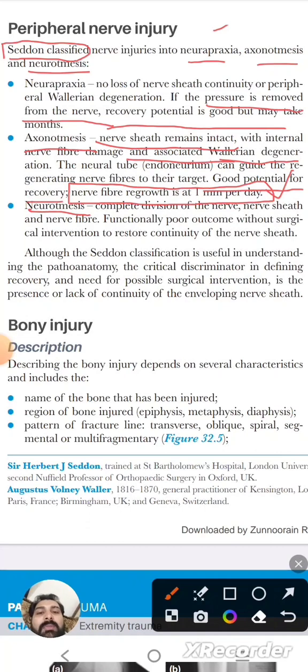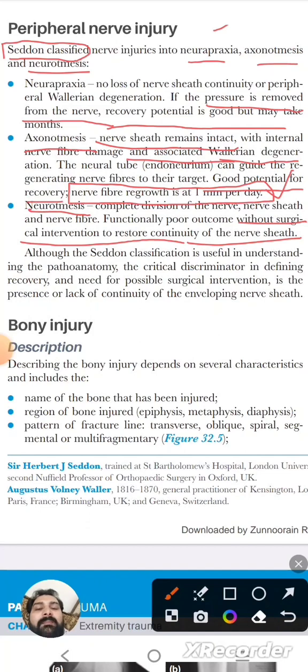When there is neurotmesis, the whole nerve has been divided, there is no potential for recovery on its own. Surgical intervention is necessary to restore the continuity of nerve sheath. It is important to restore the continuity of the nerve sheath.